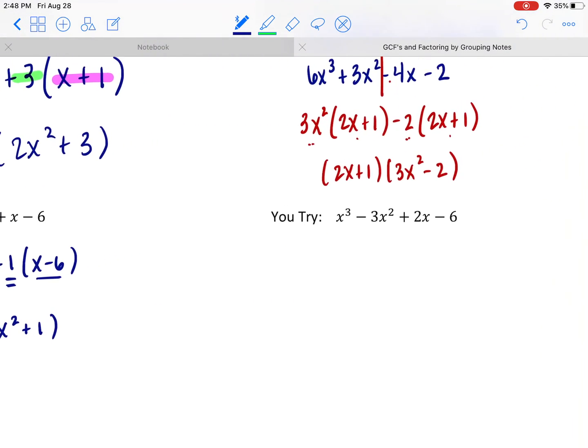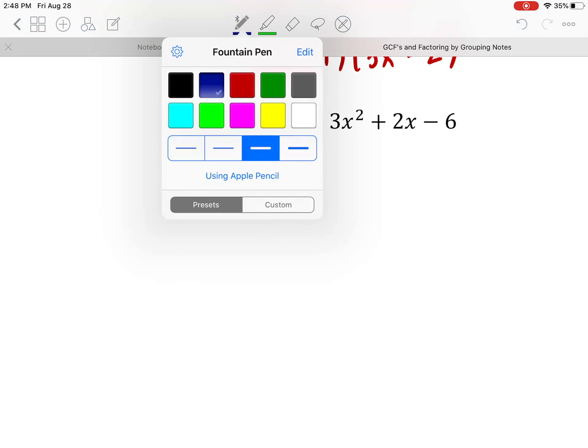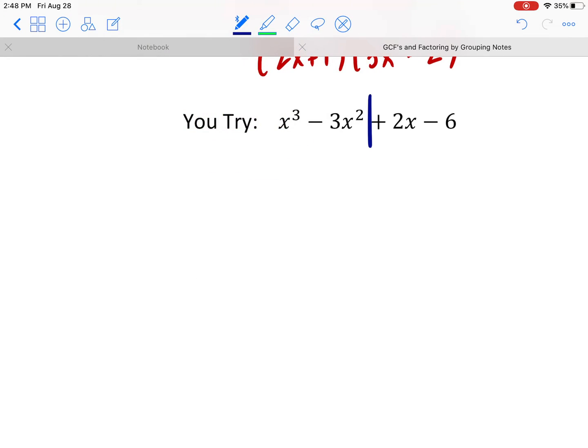Alright, so if you're feeling good about this, again, one last chance for you to pause the video and give it a shot. Otherwise, let's see. First 2 terms have in common an x squared. Factoring that out is going to leave us an x minus 3.